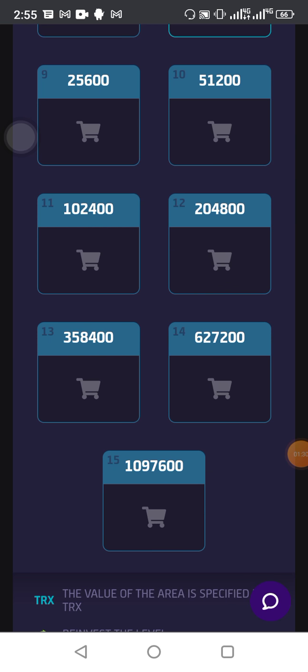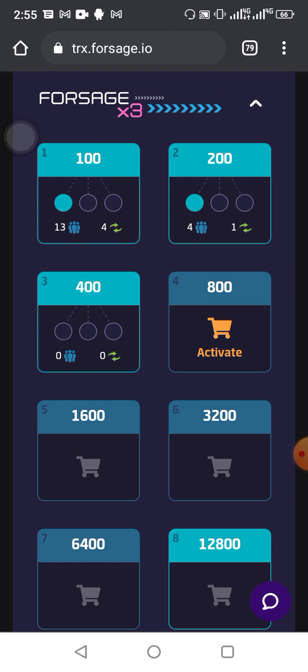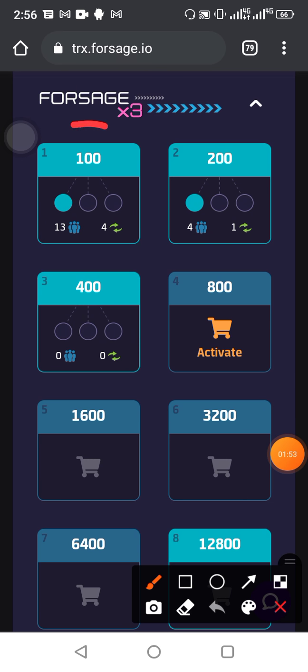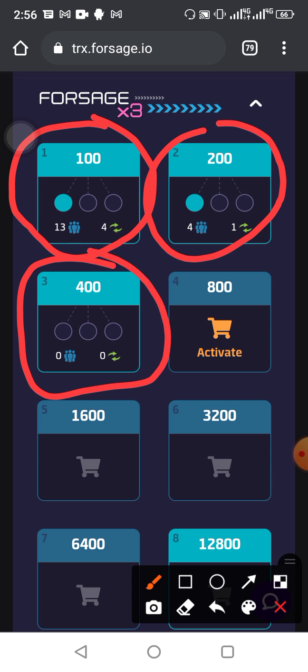Now each of these levels in the Forsage X3 program are made up of what we call matrices. Each of them are made up of matrices, and all the matrices are alike in the way they are composed. Looking at this particular one, you see that the matrices of 3 of the levels have been activated. Therefore, you are seeing how they look within. You can only see a matrix if it is activated. The member has to activate a level before it becomes visible and before you can earn from that particular level.